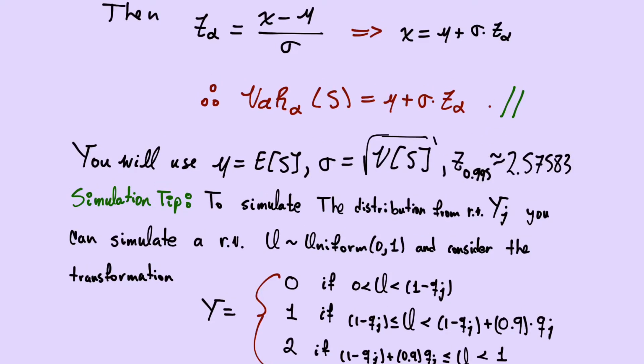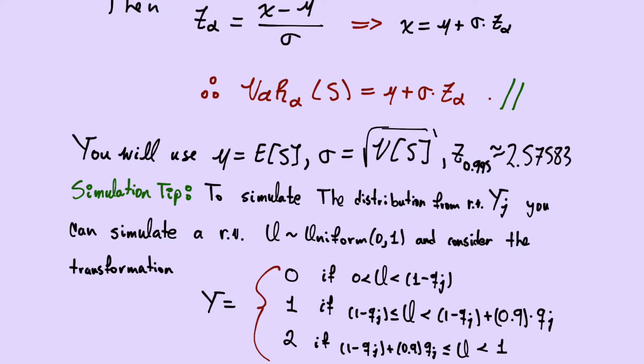Okay, and also in this specific case, for c sub alpha, you will need specifically c sub 0.995, and a very good approximation for this value that you will find is 2.575083. Okay, you maybe can get a better approximation, but this is a very good one. You can use this one.